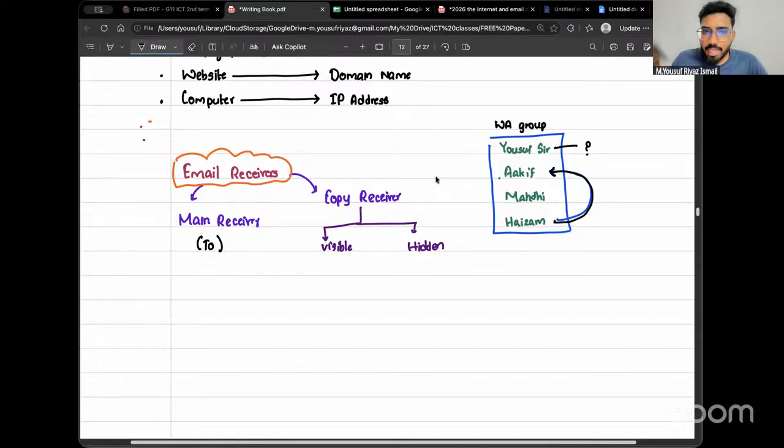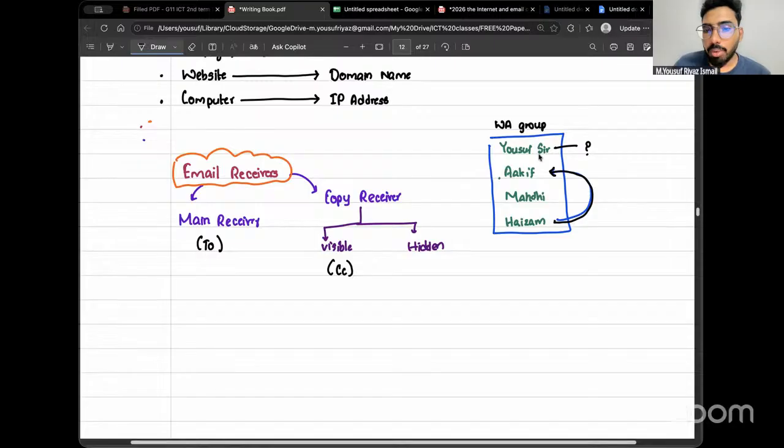Now, apart from that, there are certain communications where we want some other people to see it, but we're not expecting a reply. For example, when Haizam is sending the message to Akif, he wants me to get a copy of the message as well, but he's not expecting a reply from me. So I can see the message, but I am not required to reply. Those people we mention under CC, like a copy. I'm not saying they can't reply. If I want, I can reply as well, but I'm not the main intended receiver. So the people who you want to get a copy of the email, but you're not expecting a reply from, mostly we mention their email in front of CC.